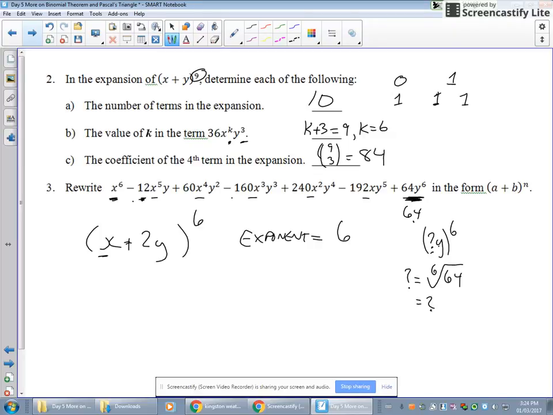Because if it was positive 2y, then I would always be getting positive terms here. And I'm getting alternating positive and negative. So that must mean that I've got a negative 2y. And every second term, I'm getting a negative times a negative, which is generating my positive value.